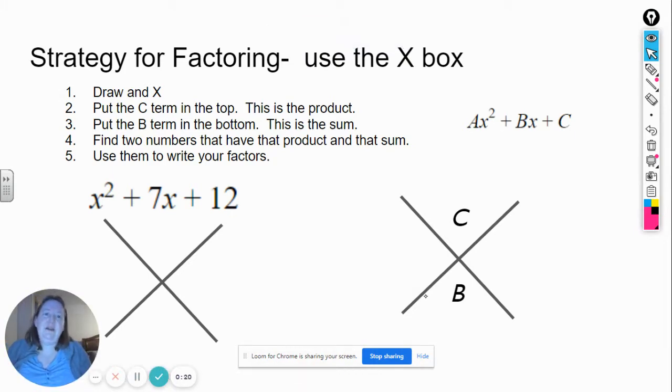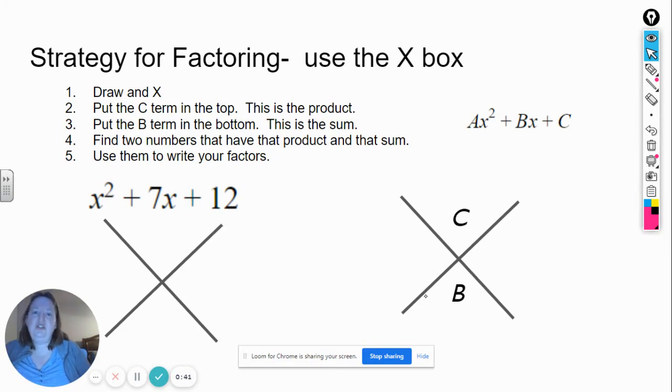So a is the coefficient of the x squared term, b is the coefficient of the x term, and then c is the constant. So when this number is 1, when a is 1, like it is here, then you can use this method. So we'll go over other methods when a is not equal to 1.